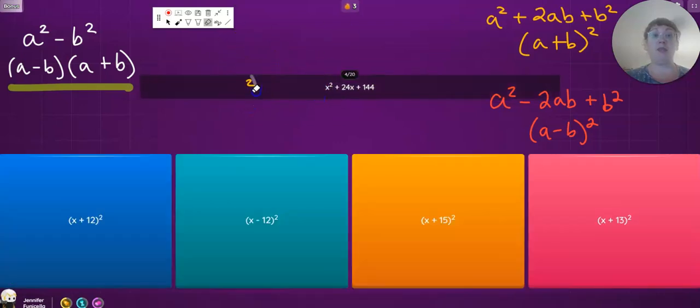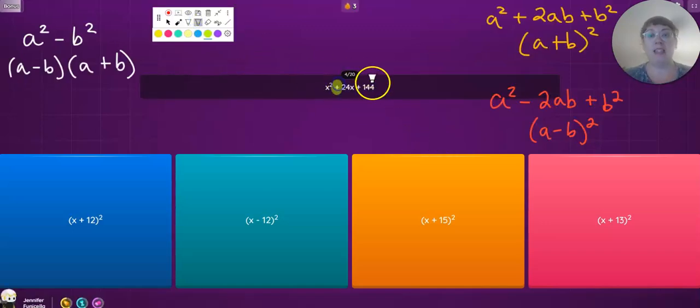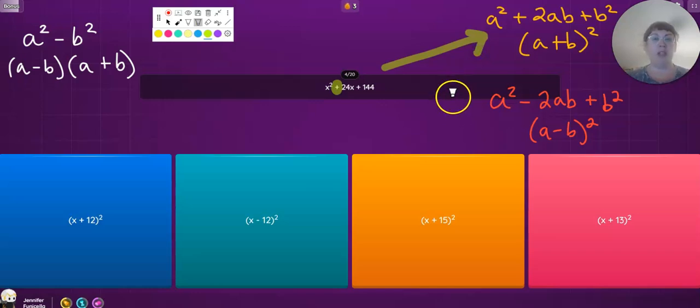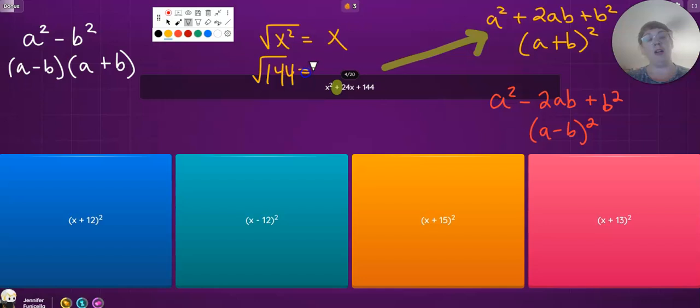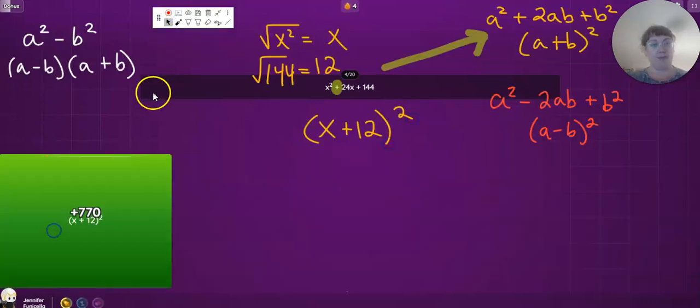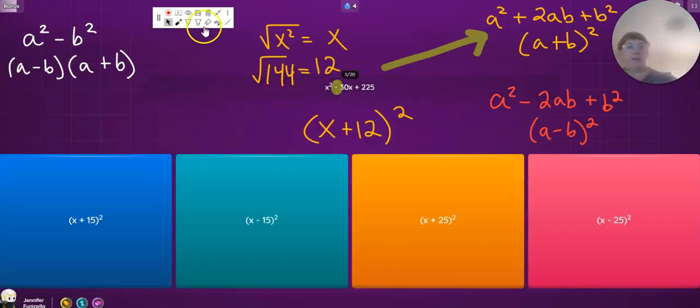Okay, this next one has 3 terms, so it's going to be one of the perfect square trinomials. We see addition, so we're going to use this one at the top. To factor it, we take our first term, which is x squared, take the square root to get x. And then our last term, which is 144, and the square root of that is 12. Since it's addition, we're just going to have x plus 12 squared. Just like that. Perfect.